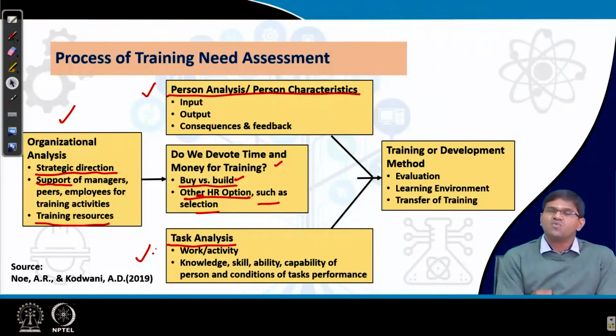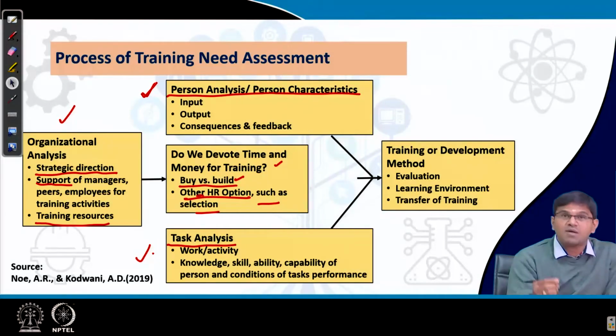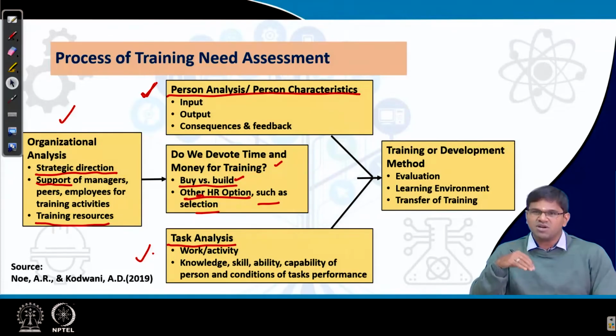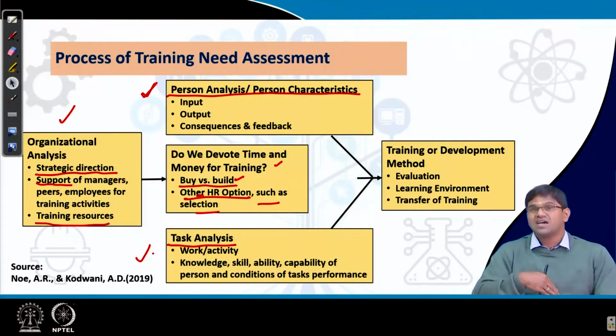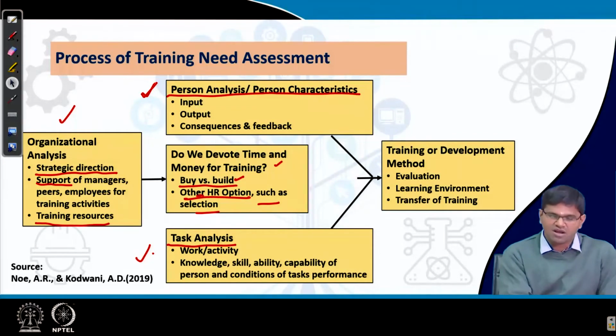In the task analysis, we have to analyze the task and work activity, the knowledge, skill and capability of a person, and the conditions of task performance: what the task demands, and what the roles and responsibilities are if somebody is performing a particular task. Then there is person analysis, or person characteristics. Now we are going to the individual employee level, looking at whether the employee has adequate input in terms of knowledge, skills, abilities and resources, and the output, meaning how effectively they perform the job activity, then consequences and feedback.